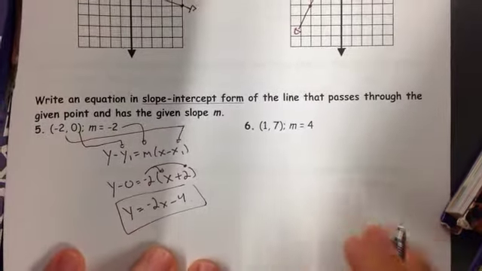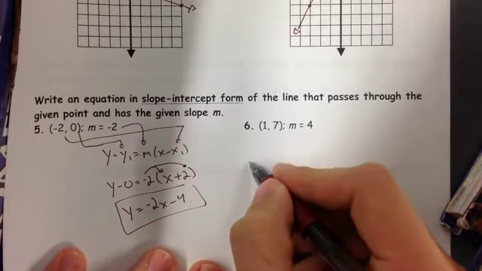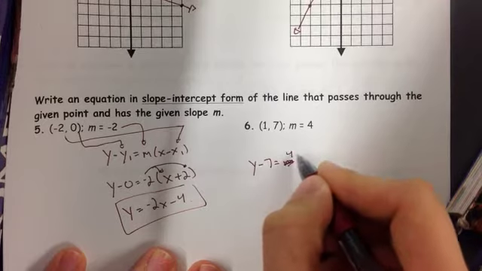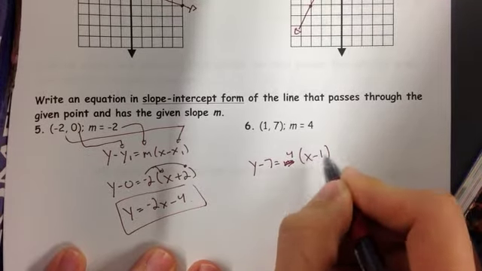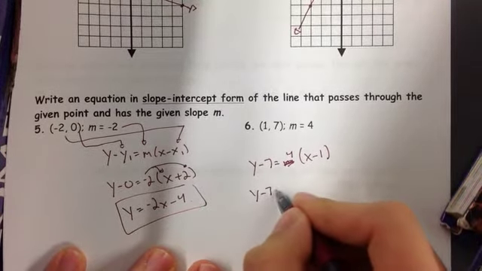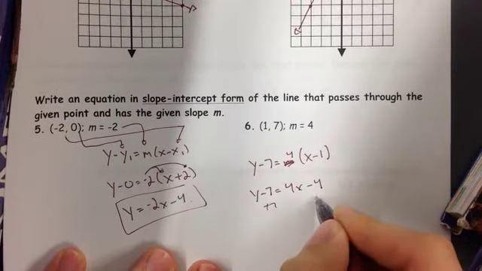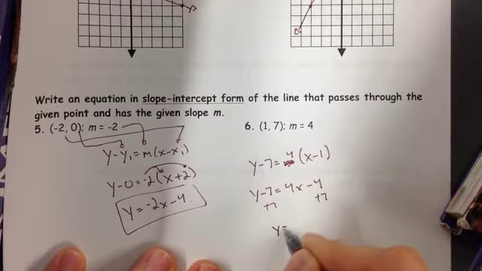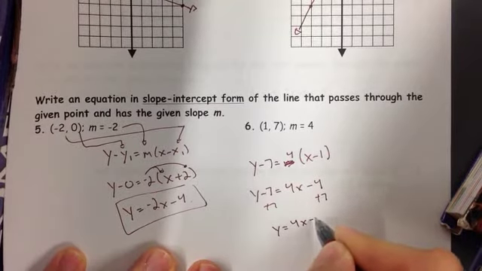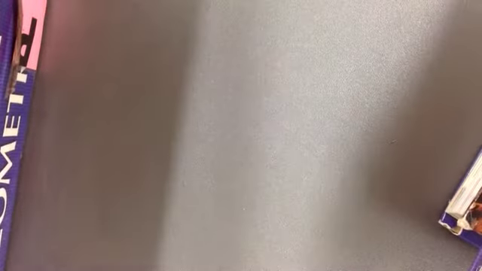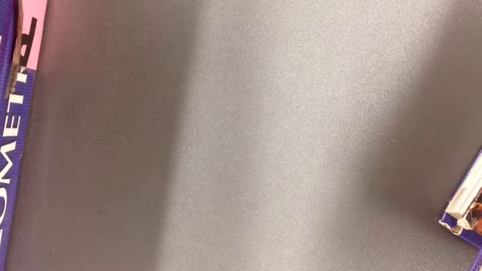On number 6, very similar to the previous process, we'll just get y minus 7 is equal to m, which is 4, times x minus 1. I'm going to distribute that 4. Y minus 7 is equal to 4x minus 4. Add the 7 to both sides, and I'll get y is equal to 4x plus 3. And we'll be all done with that one. Let's go on to that next page.